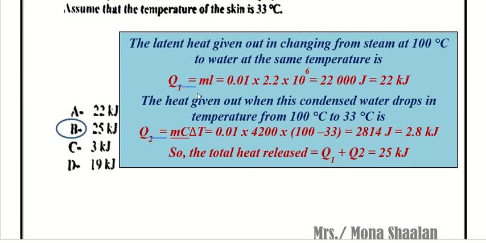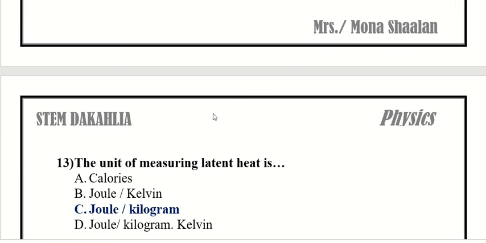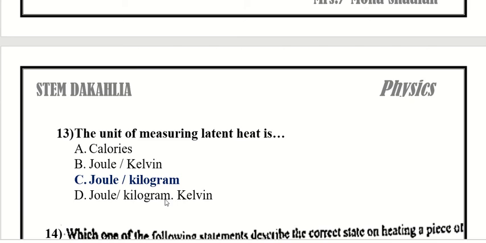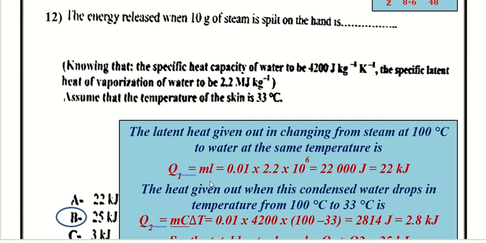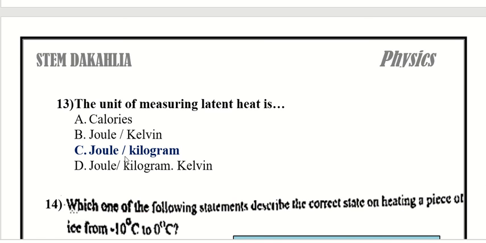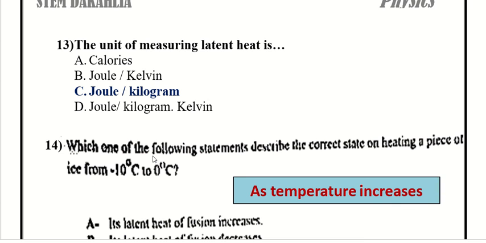Number 15, the unit of measuring latent heat. The latent heat formula is mass times specific latent heat, which is measured in joule per kilogram, as L equals quantity of heat over the mass. Quantity of heat is measured in joules and the mass is measured in kilograms.